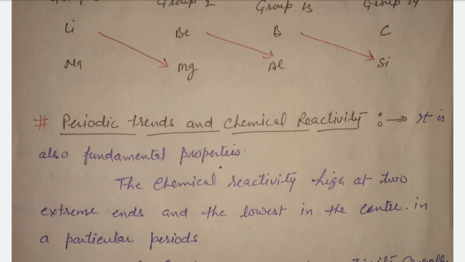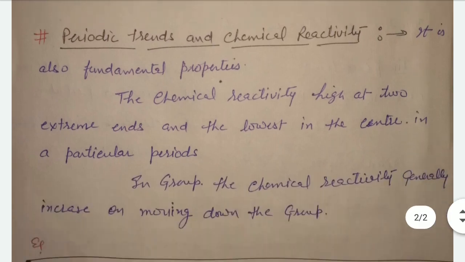Now the topic is periodic trends in chemical reactivity. When we talk about chemical reactivity, we take it in a period or in a group. In a period, the chemical reactivity is highest at the two extremes and lowest in the center.